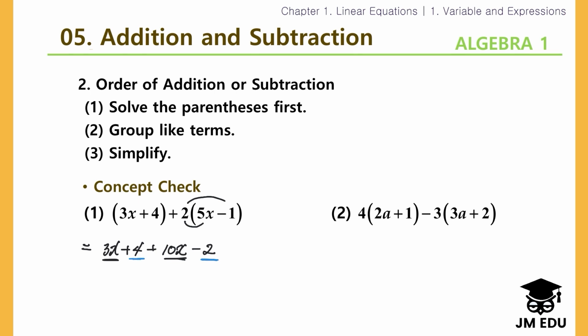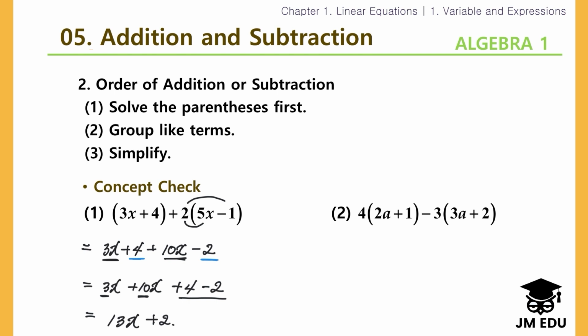Like terms: x terms and constants, right? So we're going to group like terms, the x terms and constants separately. So that is equal to 3x plus 10x plus 4 minus 2. Here we have x, 3 of them, x, 10 of them. 3 plus 10, that's 13x. 4 minus 2, that's plus 2.